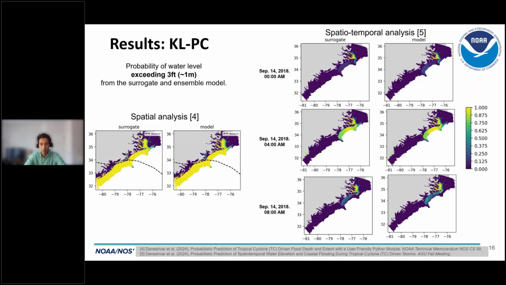Here is an example of probabilistic results for a case study of Hurricane Florence. These are plots of the probability of water level exceeding 3 feet, both from the surrogate and from the ensemble of hydrodynamic model simulations. The spatial analysis plot on the left is based on maximum water elevation, which shows which areas might exceed the 3 feet threshold during Hurricane Florence, while a spatiotemporal analysis on the right shows variation of such probability patterns over time. And here I'm showing 3 time slots. Next slide, please.